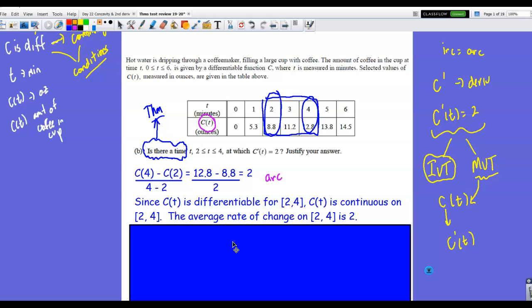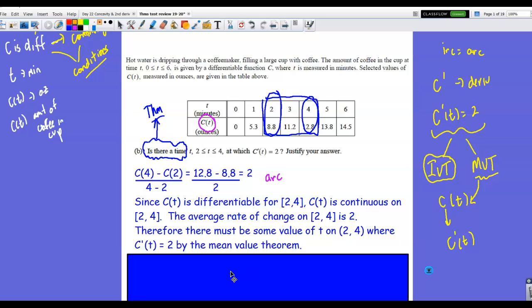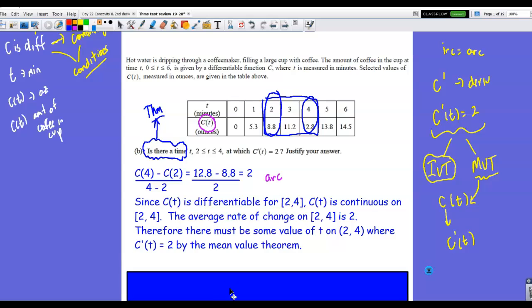So the order that you write that in matters on the closed interval. And you could write, yes, that's right. The average rate of change on 2 to 4 is 2, and I have to show that calculation, which I did above. Therefore, there must be a time t on the interval from 2 to 4 where c prime of t is equal to 2. You do not have to declare the mean value theorem. So I'm going to cross it out just because you don't have to say it, but you can say it.